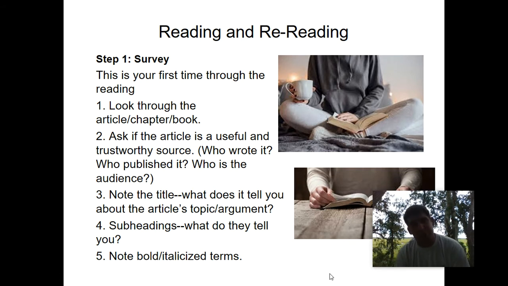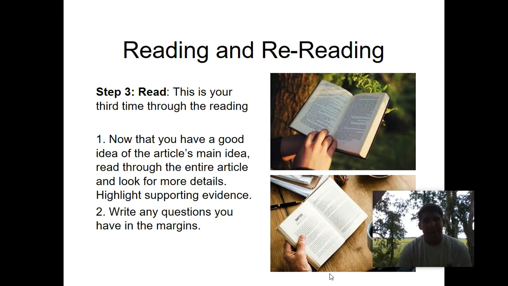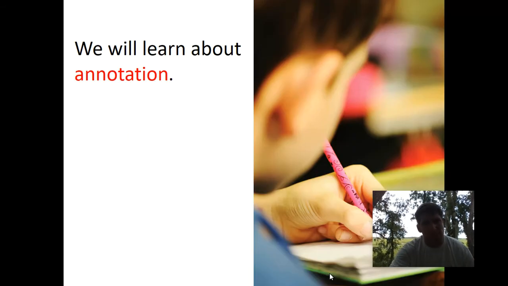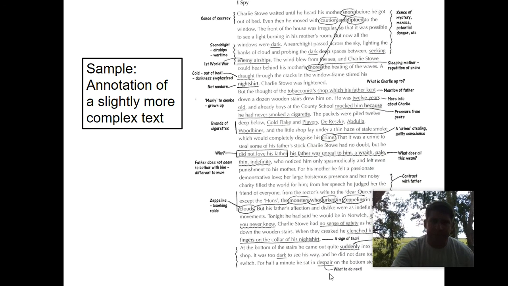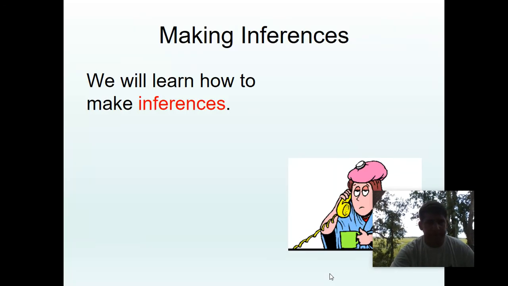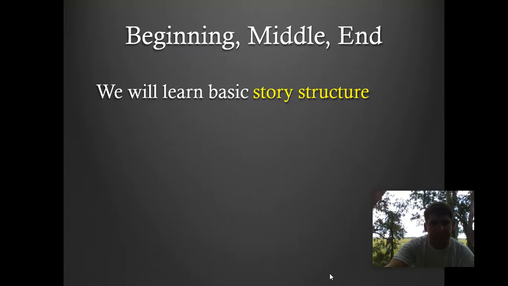One of the strategies we're going to learn is that the first thing we do is we survey it. You don't read it. The second step is you skim it. You read the first few sentences of each paragraph. And the third step is where you go through and read it and annotate. So we'll learn about annotation. This is an example of annotation. We'll learn how to make inferences, and I'll talk more about that as we get to it. We will learn how to identify bias. That's one of the first things we're going to be working on.